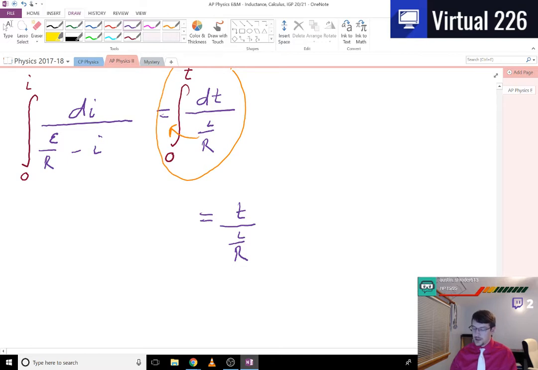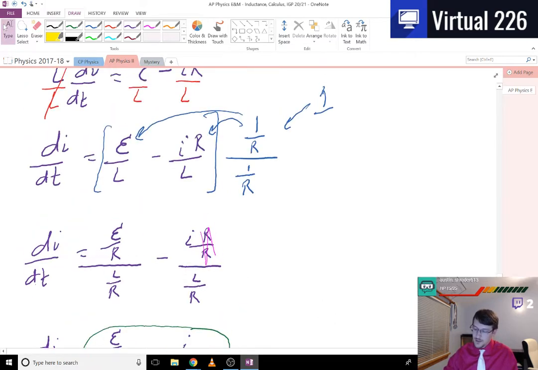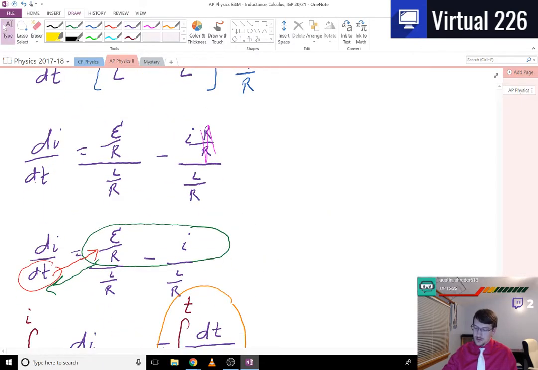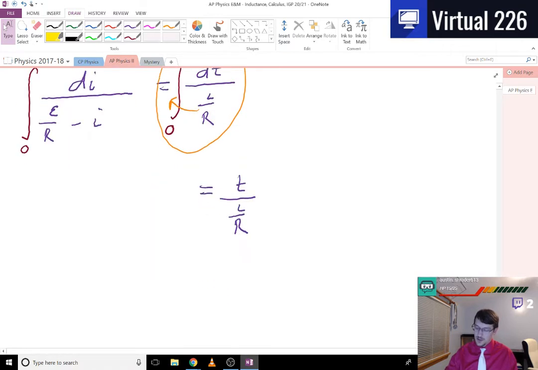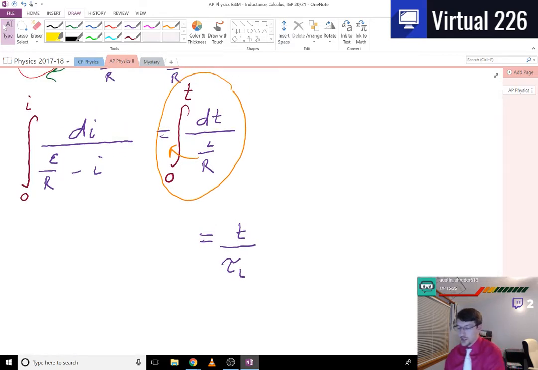Okay, nothing crazy. Something we can actually do, though, to clean up a little bit, because we're going to see this pop up, and we're going to see, if we scroll way back, this here, L over R, this time constant for an inductor. Let's use it. Let's replace this L over R here with tau L. Okay, so that's the integration of dt.